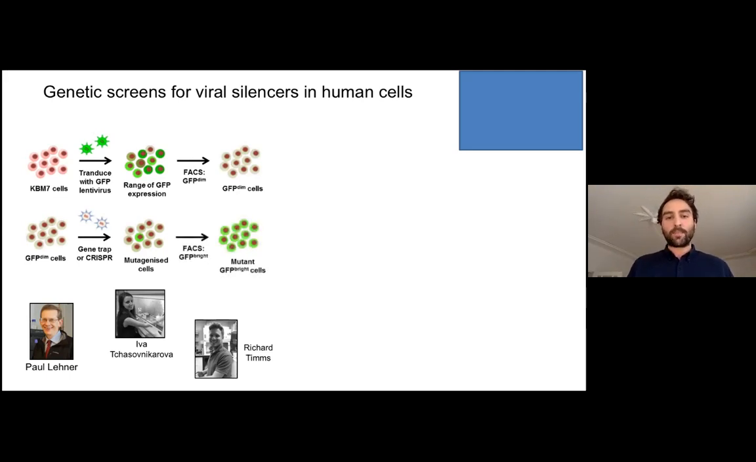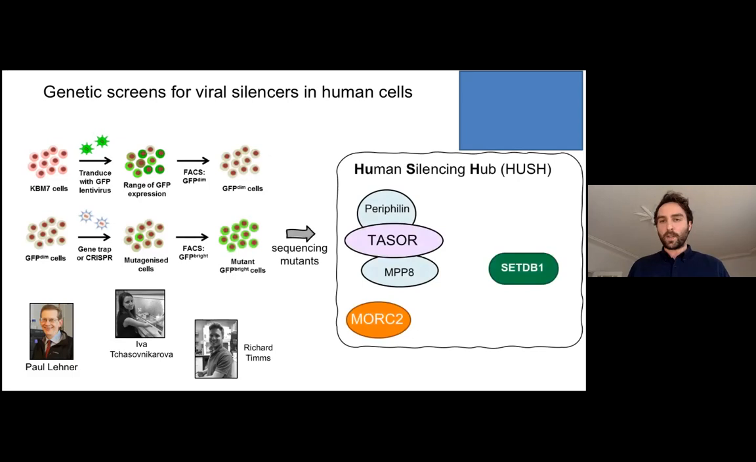By sorting these bright cells and then sequencing the mutant cells, they characterized and discovered a new complex of proteins, which they called the human silencing hub, or HUSH complex. So HUSH is composed of 3 core constituents: Periphilin, TASOR, and MPP8. And TASOR was completely uncharacterized at the time, so they got to name it transgene activation suppressor.